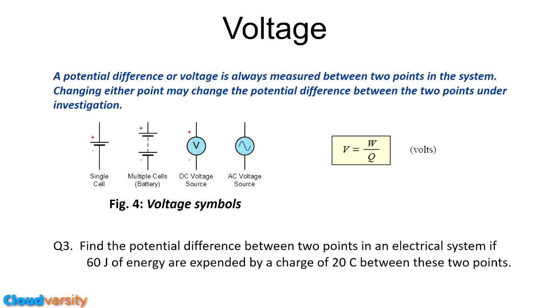Okay, there are voltage symbols. This is a single cell symbol, this is a multiple cell symbol, this is DC voltage source, this is AC voltage source. These are all symbols, and voltage is measured, as you all know, in volts. Again, there is a simple sum for you guys to practice. I would again like you to pause the video for some time and try this sum and come back and see the video.